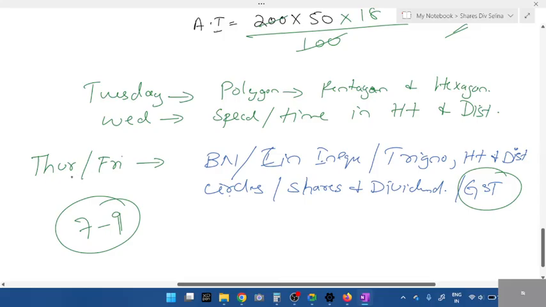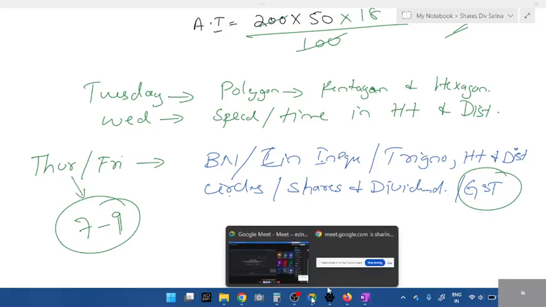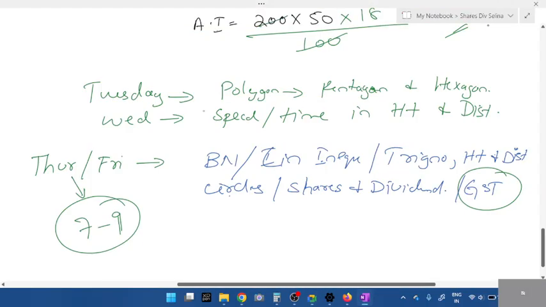Thursday, Friday, I want all of you to attend from 7 to 9. What's the time? So 2 hours I can complete. Banking I won't do revision. Banking is done. Linear inequation is done. Trigonometry, heights and distance I'll teach. Circles also is done. Circles, shares and dividend. Okay. So you all practice. If you have any doubts, let me know. I will make a note of this. Even batch 2 students, those who are attending, maybe Anam, Kefera, then whoever is attending from batch 2, from Thursday it is 7 to 9, students, combined class.